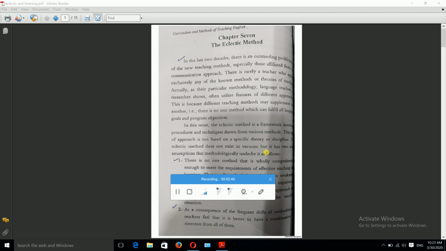2. As a consequence of the frequent shifts of methodology, teachers feel that it's better to have a combination of elements from all of them. We can say that this method, my dear students, takes the best, as it sees, from the whole methods created before.